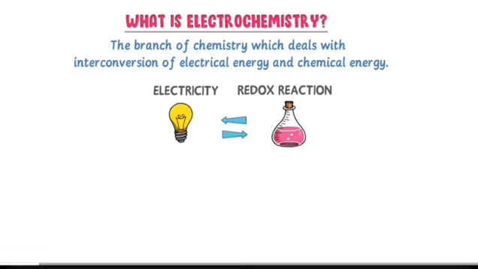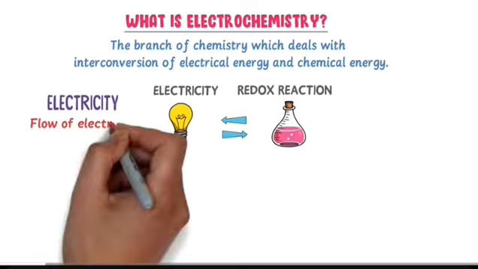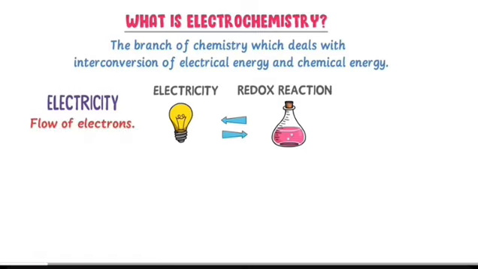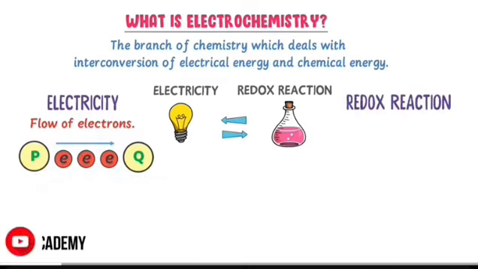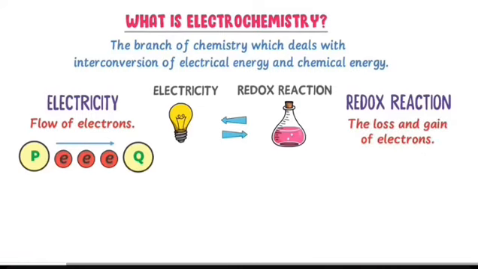Here, you should also learn what electricity is. Well, we know that the flow of electrons is called electricity. For example, when electrons flow between 2 points P and Q, we say that electricity is generated. Secondly, what is a redox chemical reaction? Well, the loss and gain of electrons in any chemical reaction is called a redox chemical reaction.